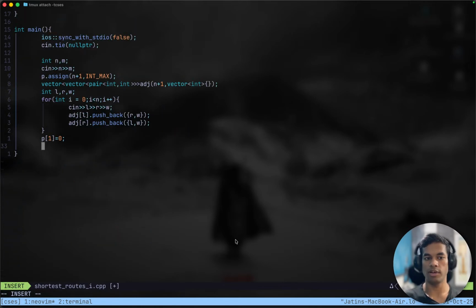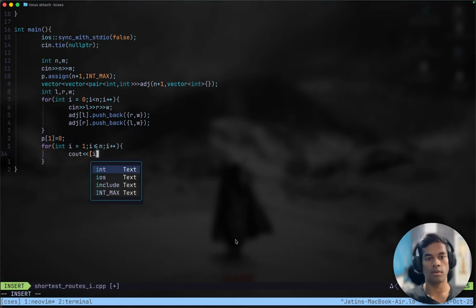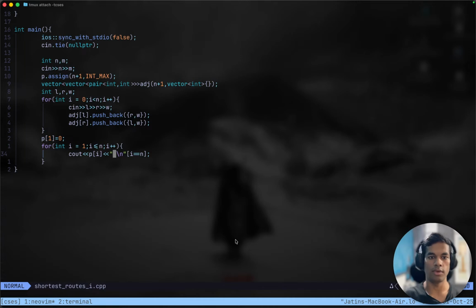And we can expect our path to be filled by this point. For int i equals 1, i less than or equal to n, i plus plus, cout pi, then a space or a new line. When i equals n, we output a new line. When i is smaller than n, we output a space.